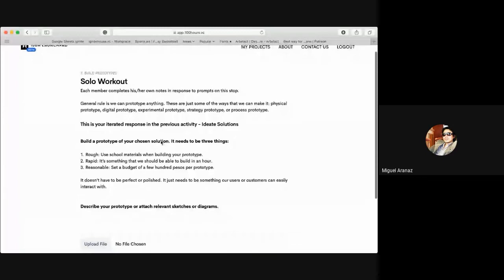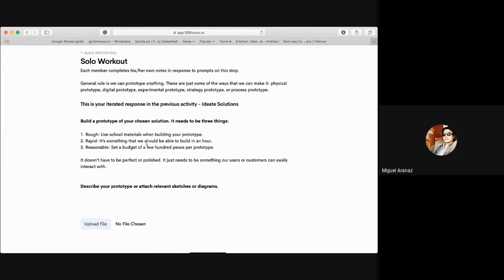So this is all about building prototypes. A general rule is that you can pretty much prototype anything. In this case, it's about creating something that's rough, so rapid and reasonable. Given that we have to do this remotely, if you can create it digitally, that would be even better. But sometimes just creating a prototype out of, let's say, school materials and showing it over Google Meet or Zoom to see what type of feedback you can get from that. At the very least, that's something you can do now.